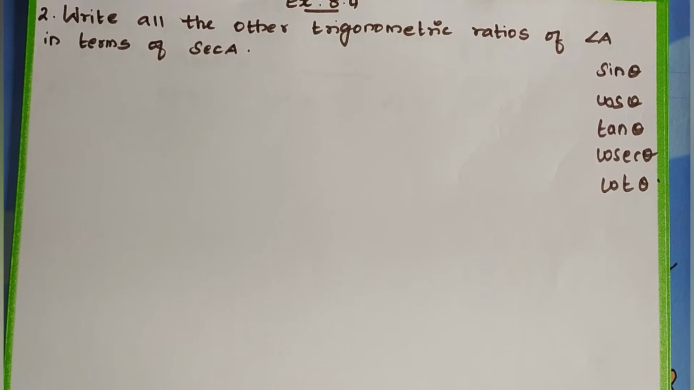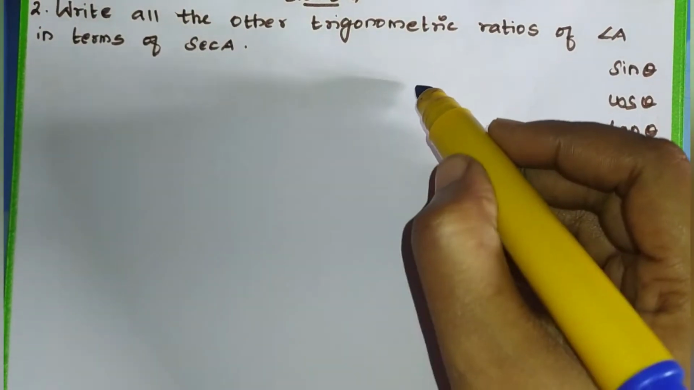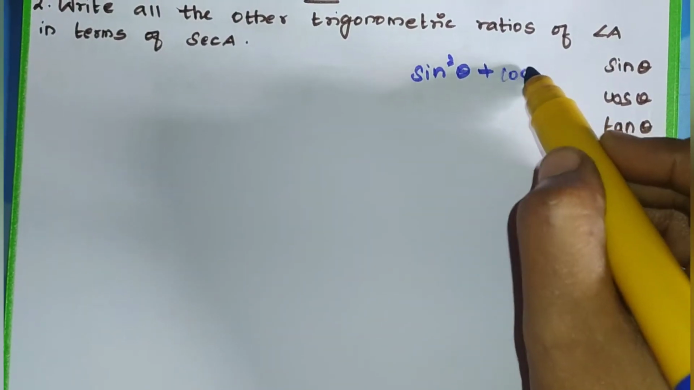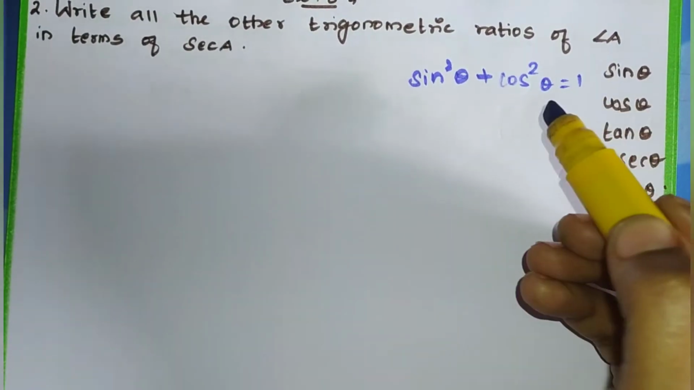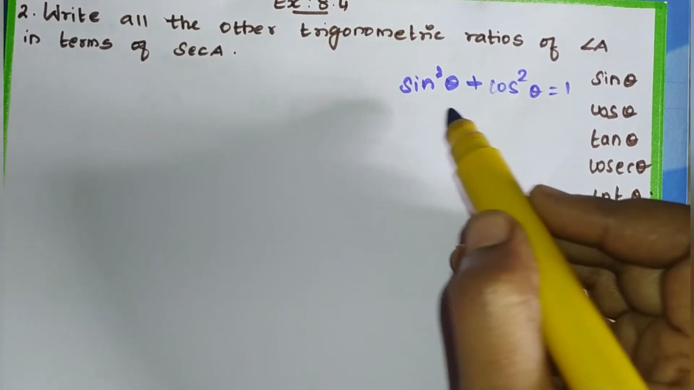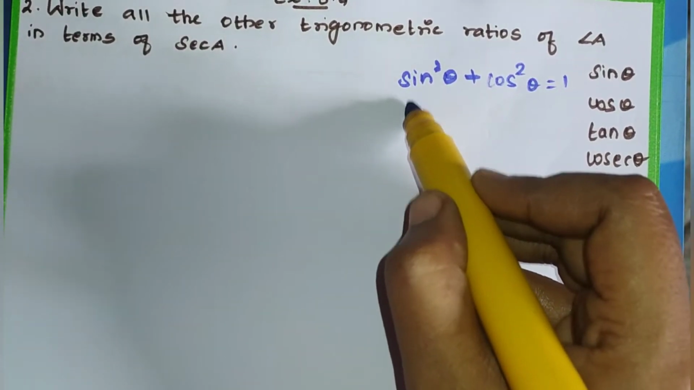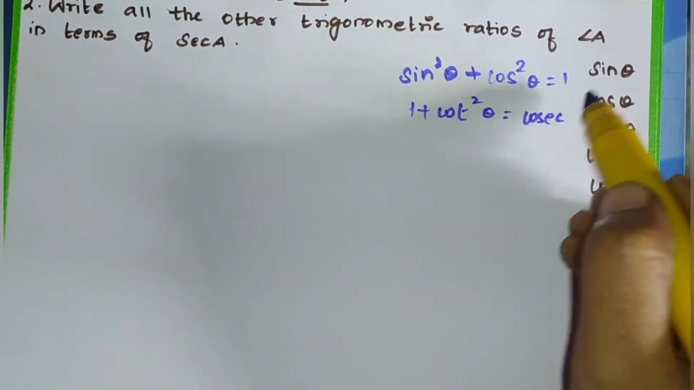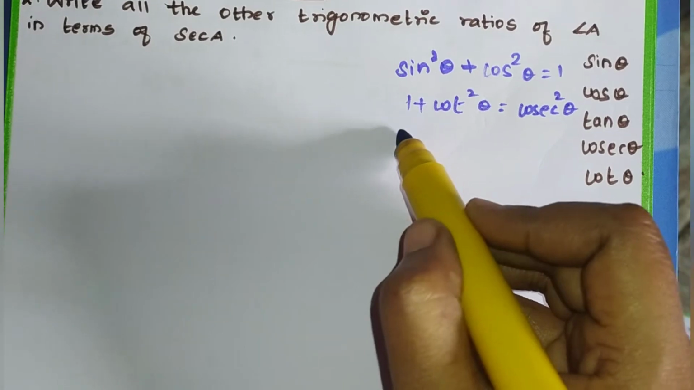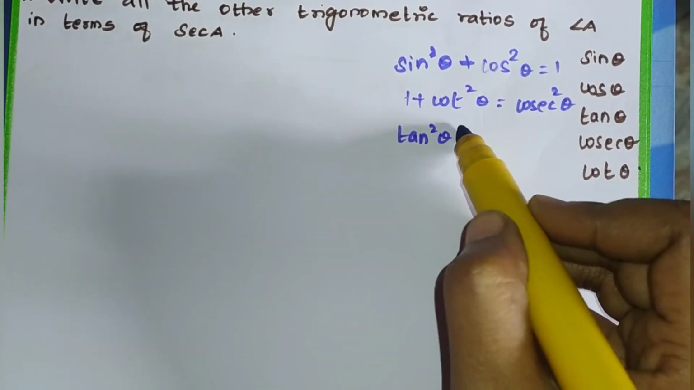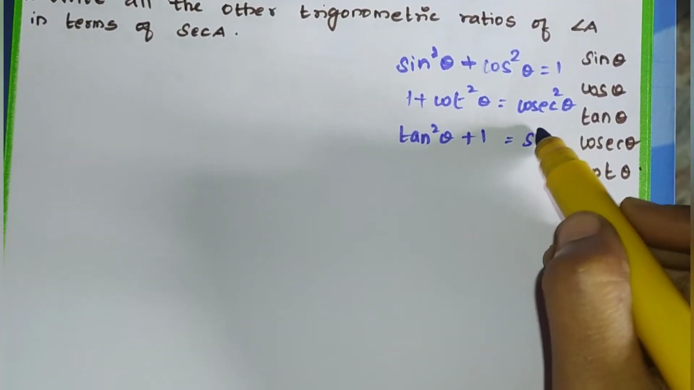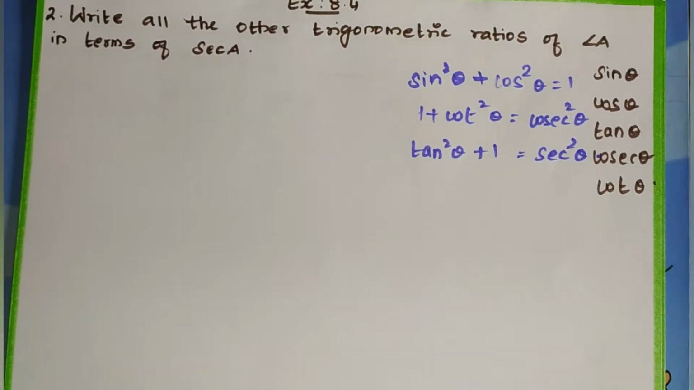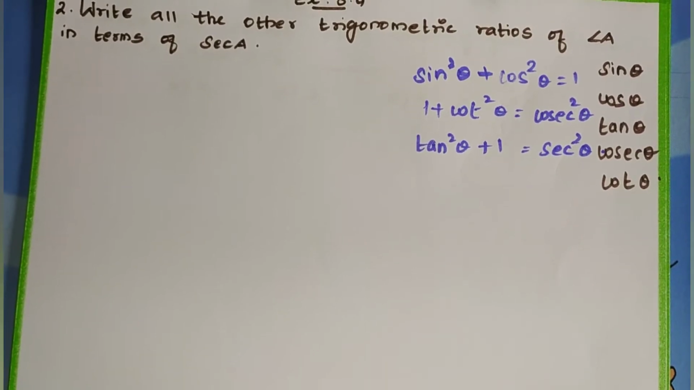Formula. 3 identities. Sine square theta plus cos square theta is equal to 1, and then 1 plus cot square theta is equal to cosecant square theta, and then tan square theta plus 1 is equal to secant square theta. So 3 trigonometric ratios formula, identities formula.